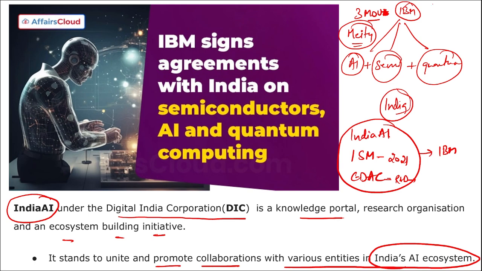Correct? Then coming back to IBM, who is the chairman and managing director here? Arvind Krishna. Headquarters is in New York, USA, and it was established in 1911. So that's all you need to know about IBM and the MOUs it has signed in the three respective fields of AI, semiconductor, and quantum technology. For AI, it is with India AI. For semiconductor, it is with the India Semiconductor Mission, and for quantum technology, it is with C-DAC.